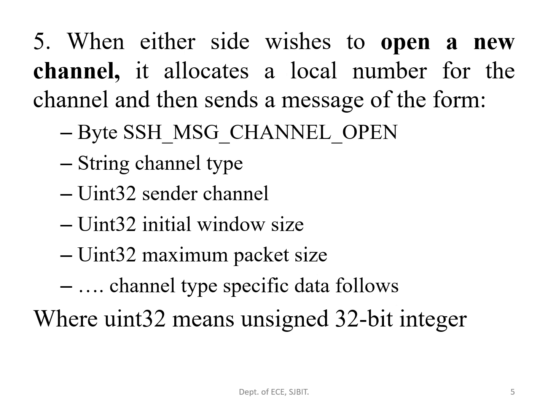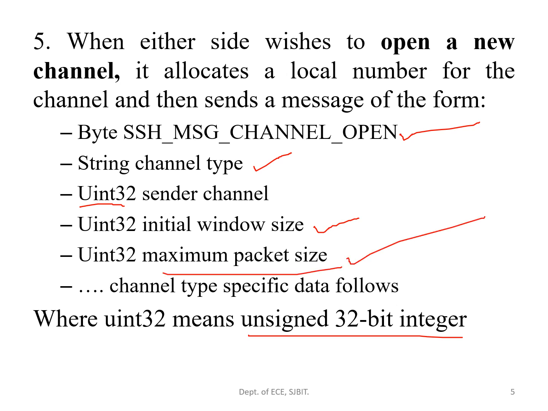The message consists of: byte SSH_MSG_CHANNEL_OPEN, string channel type, uint32 sender channel, uint32 initial window size, and uint32 maximum packet size, followed by channel type specific data. Here uint32 means an unsigned 32-bit integer, so only 32-bit information can be sent, and not more than that.